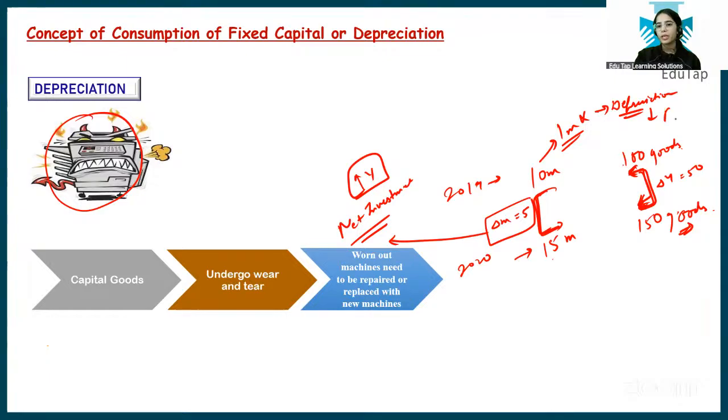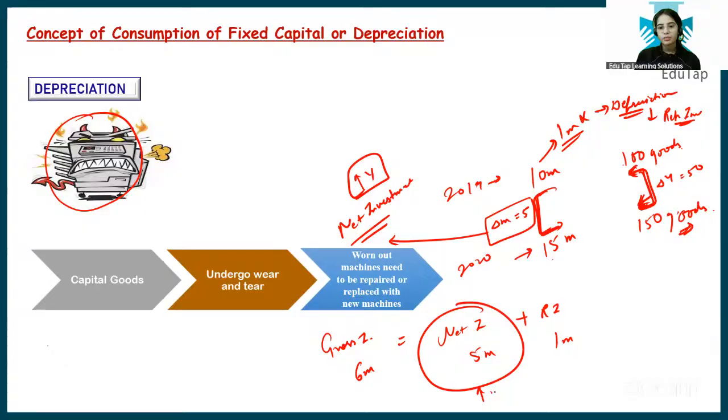This is known as replacement investment. So replacement investment is of how many machines? 1. Net investment is of 5 machines, correct? Replacement investment is of 1 machine. So what is the total investment? Very good. The gross investment is of 6 machines. So net investment is the increase in machines to increase the level of output. Replacement investment is the increase in machines to replace the previous machine. Okay. So gross investment is the total.